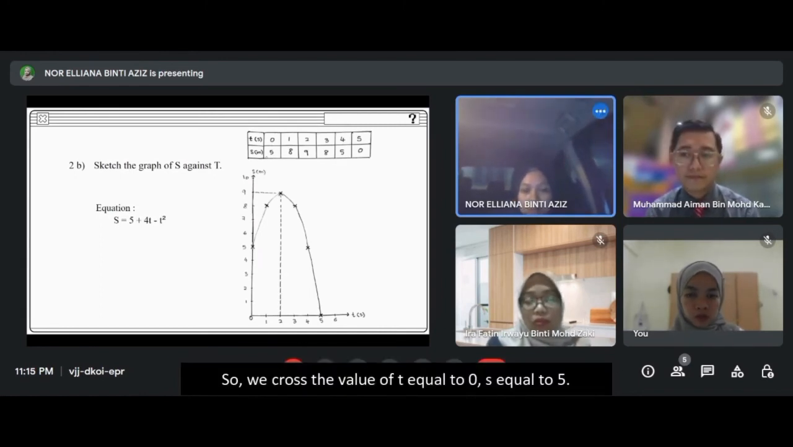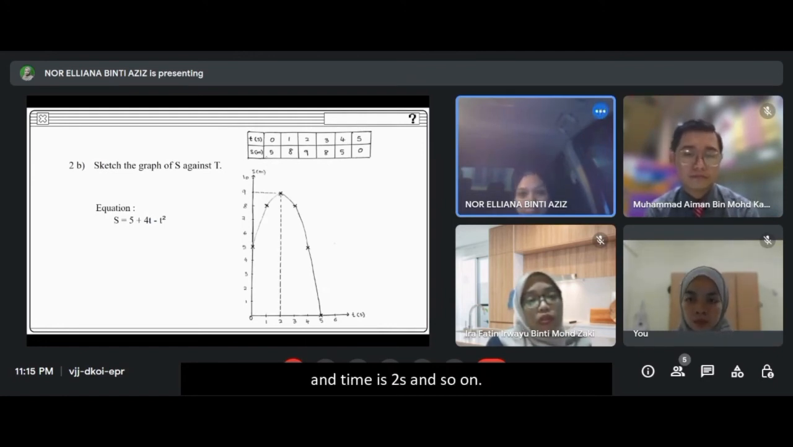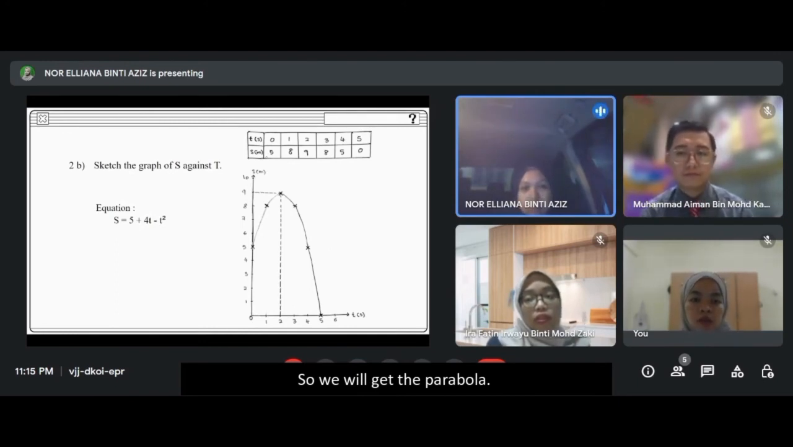So we cross the value of t, which is 0, s 5. Next, 1 and s is 8. And the maximum distance is 9 and the time is 2 seconds. And so on. So we will get the curve, a parabola. Okay, I think that's all.